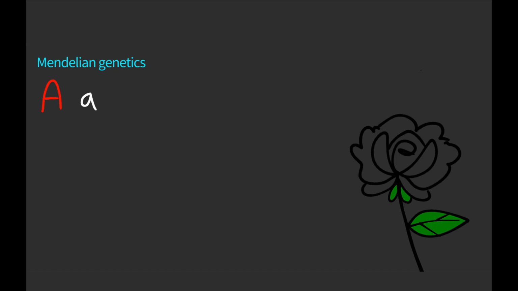Now, let's make a Punnett square and try breeding a purebred red flower and a purebred white flower together. So here's a very standard Punnett square for one gene. At the top of the Punnett square, I'm going to put the purebred red flower, which can also be called the homozygous dominant flower. Homozygous because the flower has two of the same alleles, and dominant because the red color is dominant to the white color.